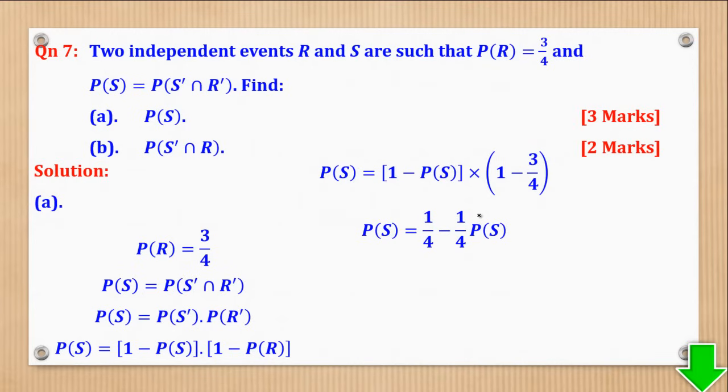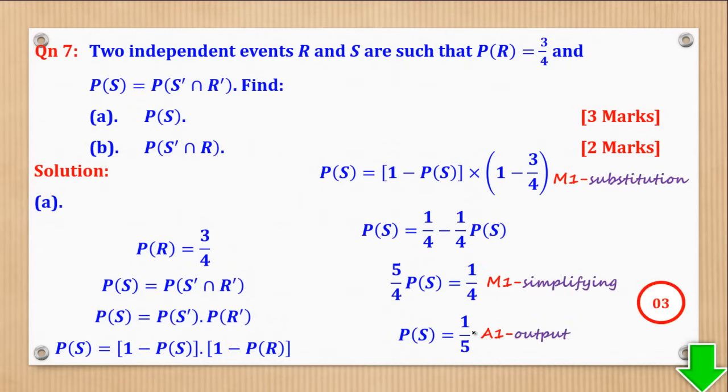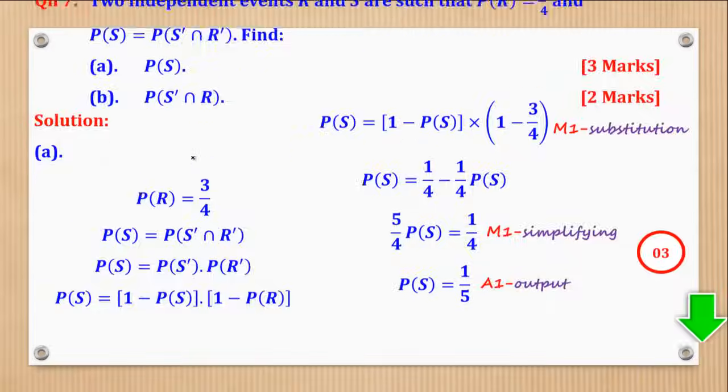My aim is to make P(S) the subject. I can collect like terms, take this side, to give you 5 over 4 times P(S). Then next is to divide, or you can say this cancels with this. Then this 5 goes this side to come up with 1 over 5. So that is one way of getting probability of S. But you can also use a Venn diagram or contingency table to get the probability of S, as we shall see. So let's first get the probability of R only.